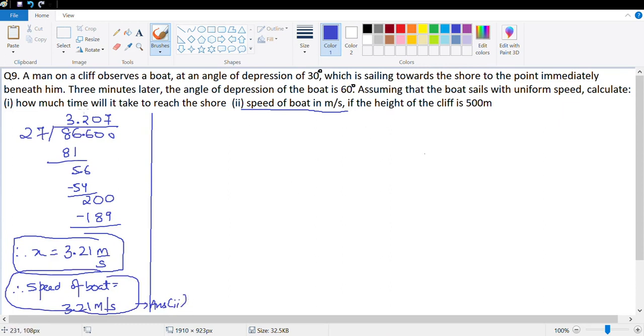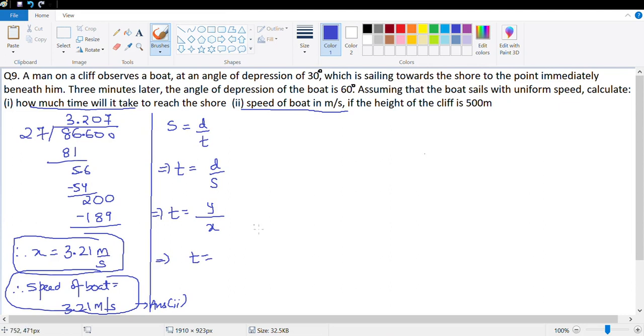Part 1 says how much time. So again we need to calculate time. The only relation we know is speed is equal to distance upon time. So speed is equal to distance upon time, which means time is equal to distance upon speed. So time taken would be distance. The distance is y and the speed is x. Let's see if we can get this. Time is equal to y.